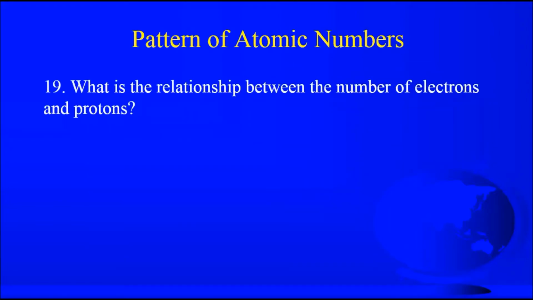Now you're probably wondering, well, what's the number down on the bottom? We'll get to it here in a second. Okay? Chill. So what is the relationship between the number of electrons and protons? Well, in a neutral atom, the number of protons and electrons are the same. So if you have 11 protons, you have 11 electrons.